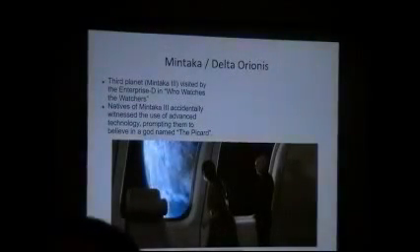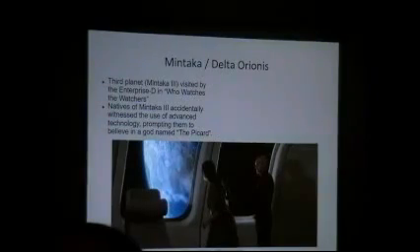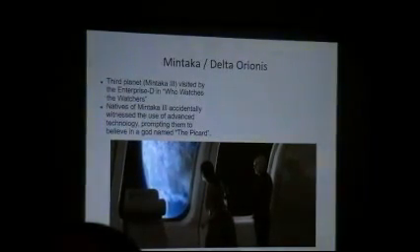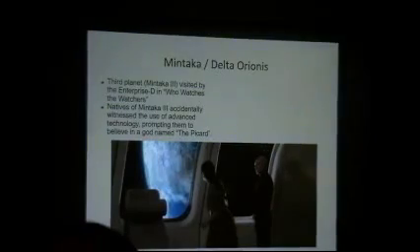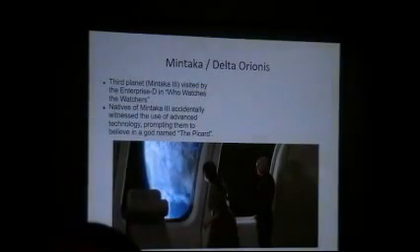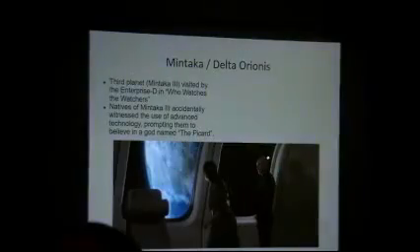Delta Orionis, or Mintaka, visited by the Enterprise D in Next Generation, third planet Mintaka 3. Very nice episode. This is the point of view of the inhabitants of that planet as they see an advanced race come to visit them. They thought they were seeing gods. They made Captain Picard here a god and called him Picard.